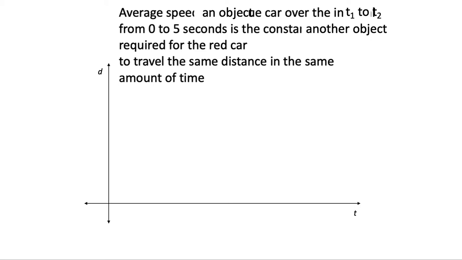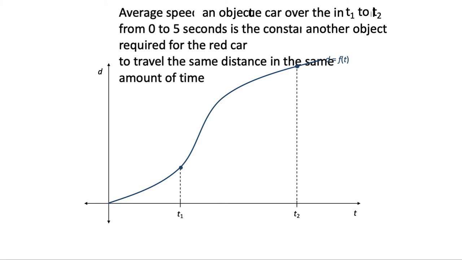Suppose this graph represents the distance a blue object has traveled away from some initial position in relation to the amount of time elapsed since the object began traveling away from its initial position. And t1, t2 are 2 points in time. If we had a red object traveling the same distance in the same amount of time at a constant speed, a graph of its distance traveled versus elapsed time will look like this.